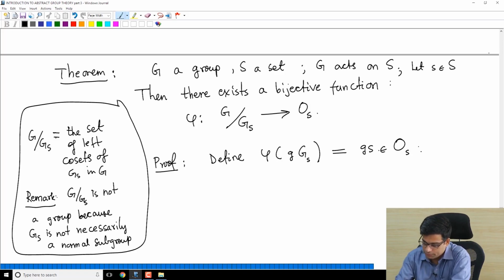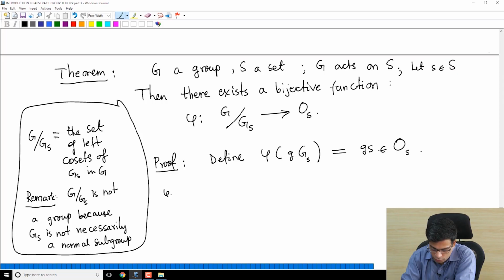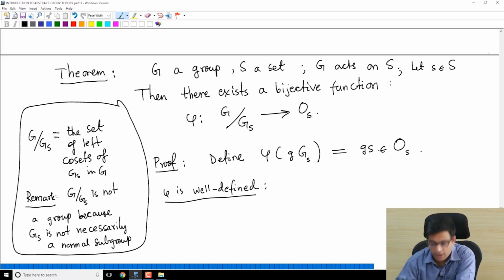So what is the function? It is taking a left coset, which by definition is of the form g times Gs, and I will map it to the element gs, which is in the orbit. So we have to check first of all that this is a well defined map, because a left coset can have several representations with a different g here. So phi first we must check is well defined.